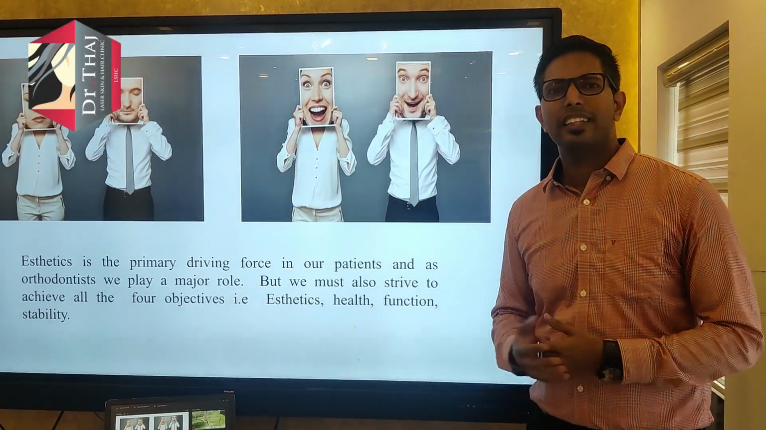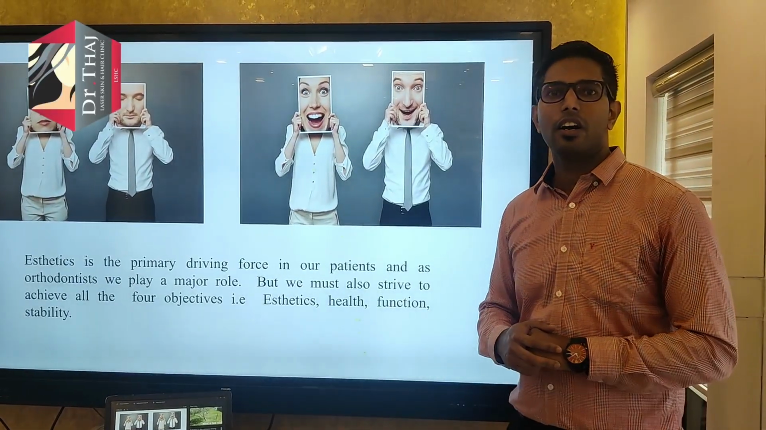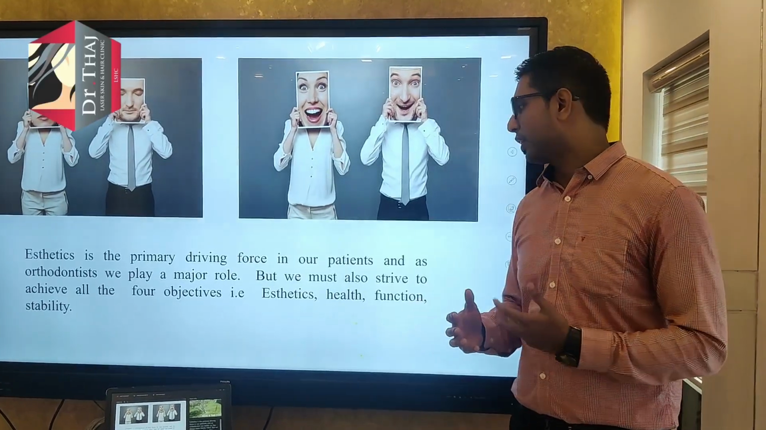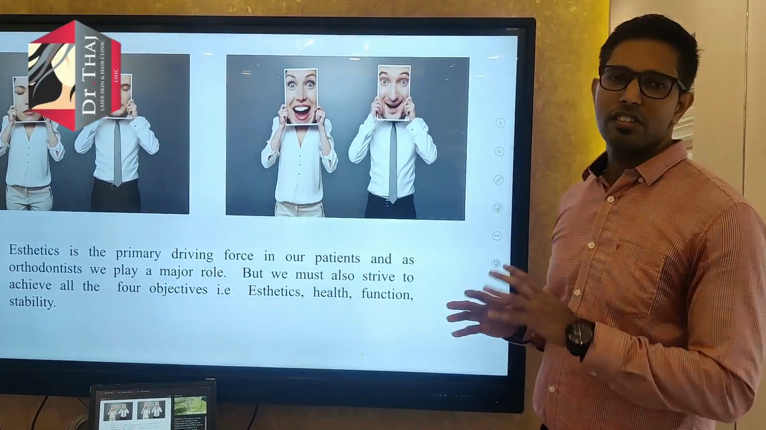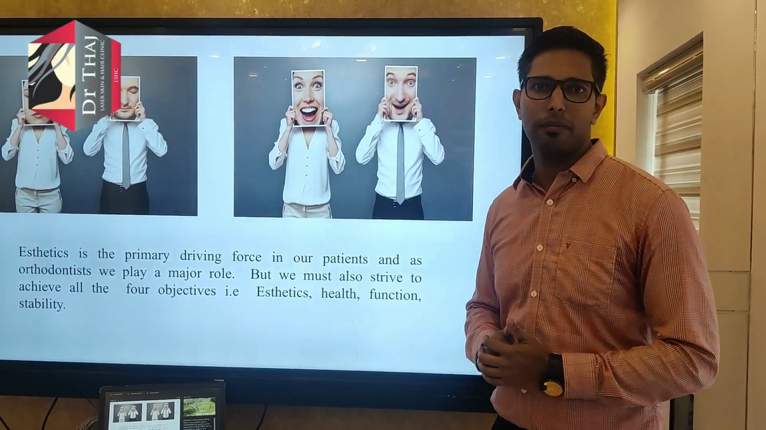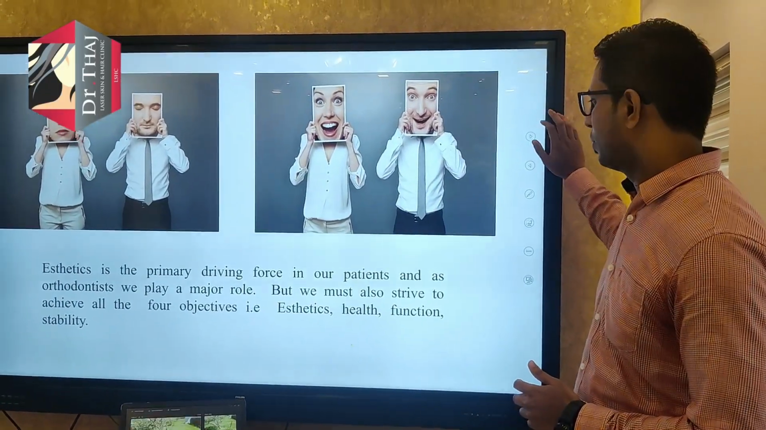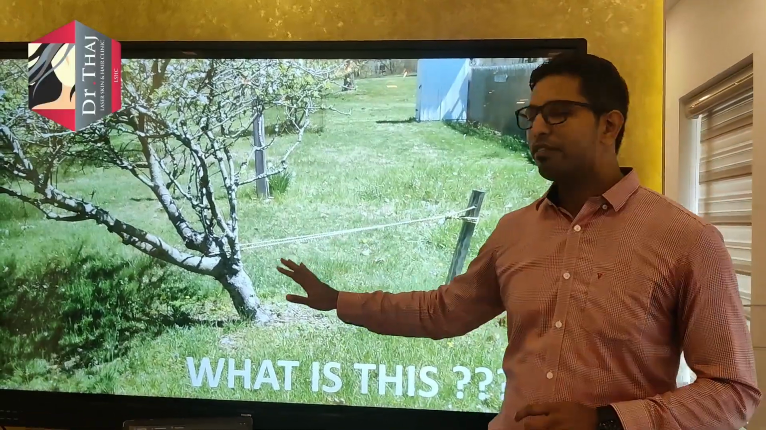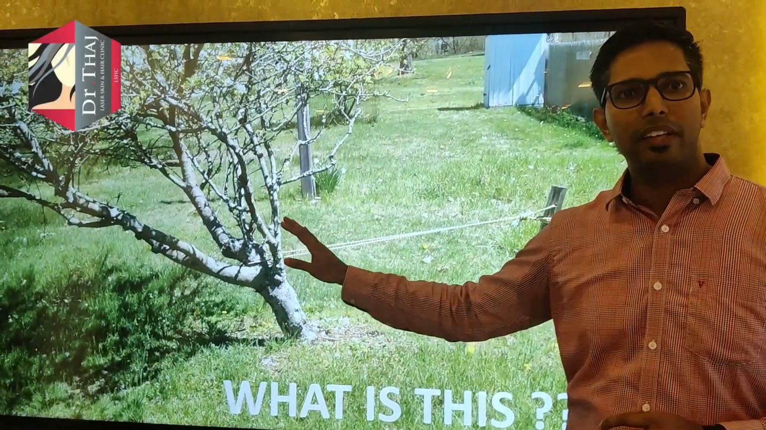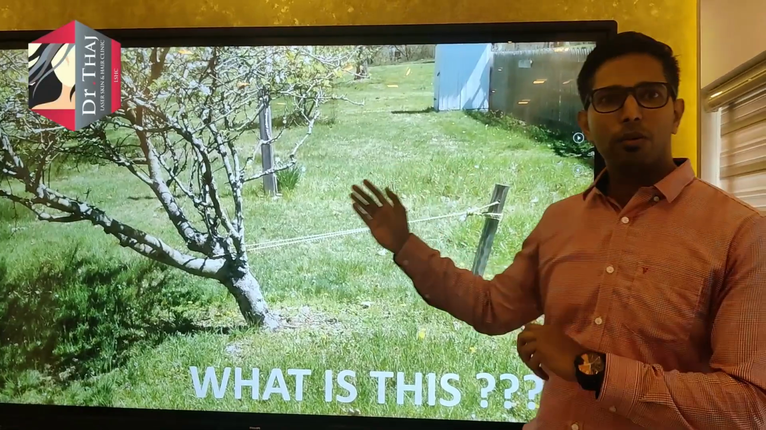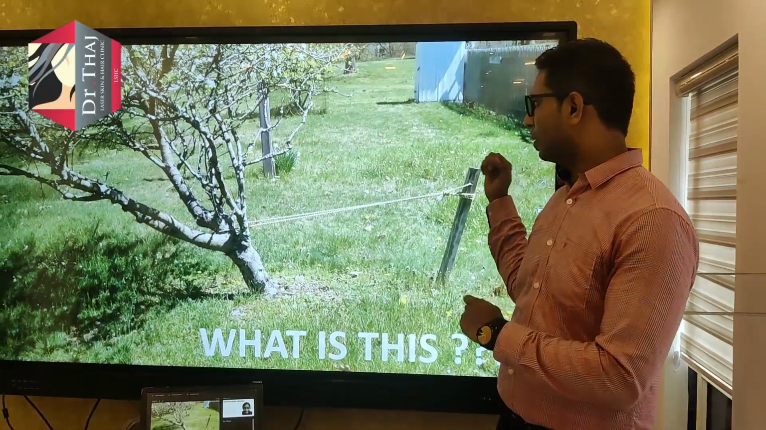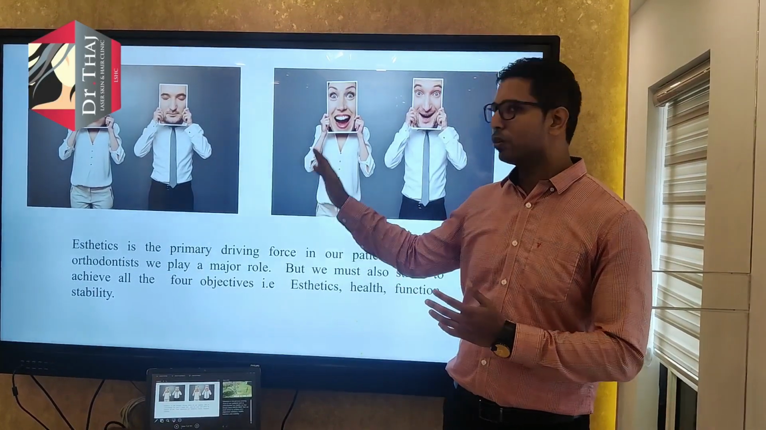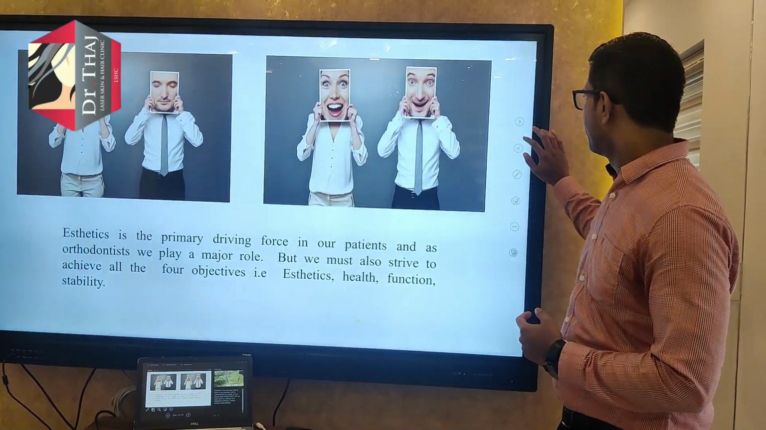Aesthetics has always been the driving force for our patients. So we as orthodontists always strive to get aesthetics, health and function, and stability has to be maintained for all our patients. If you can see, what do you think this is? This is nothing but a plant. If you want to make it grow at a certain pace, you need to stabilize it using a rod or anything, so that we can pull or monitor it across so that it grows into that normal stature.